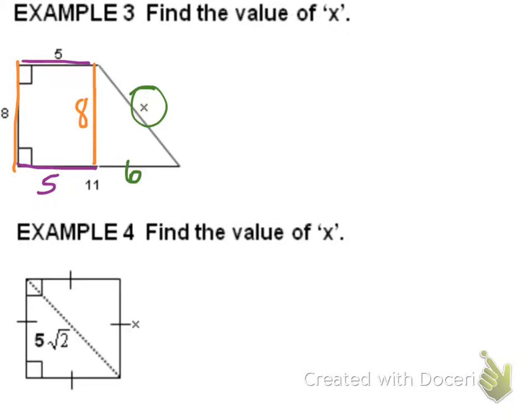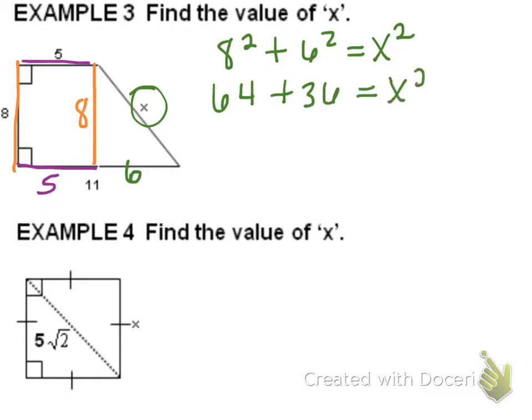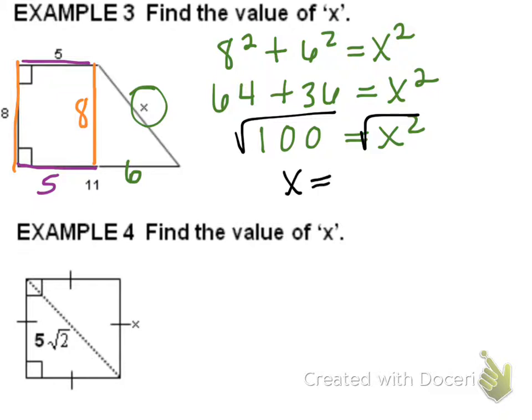So I'm going to have 8 squared plus 6 squared equals x squared. So that's going to be 64 plus 36 equals x squared. So that's 100 equals x squared. This is a nice, neat one. So I'm going to take the square root, and the square root of 100 is 10.